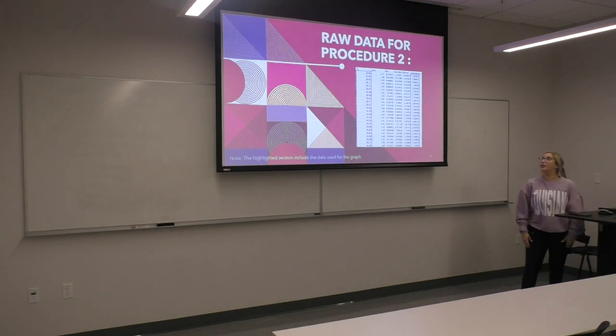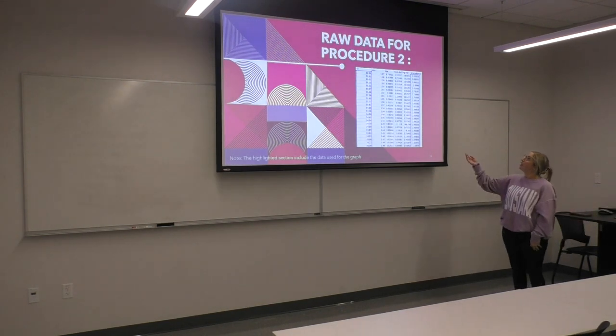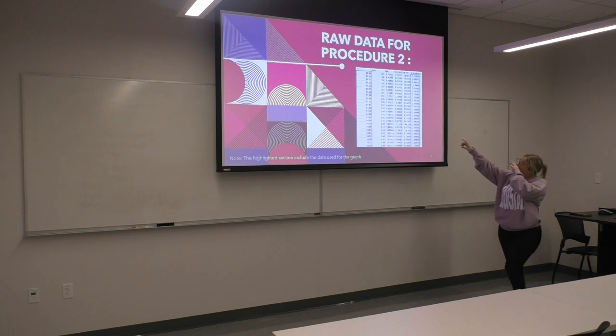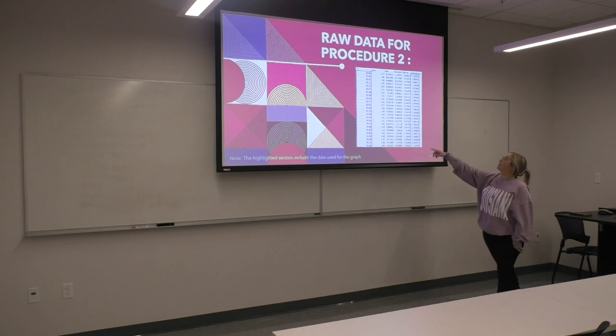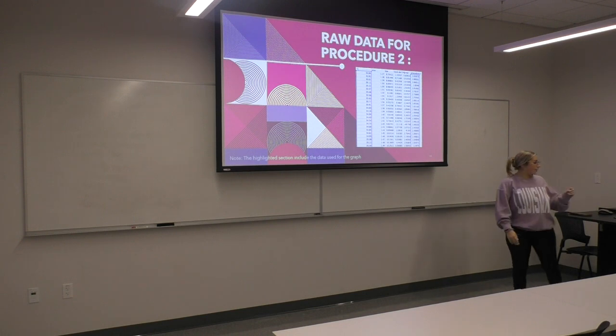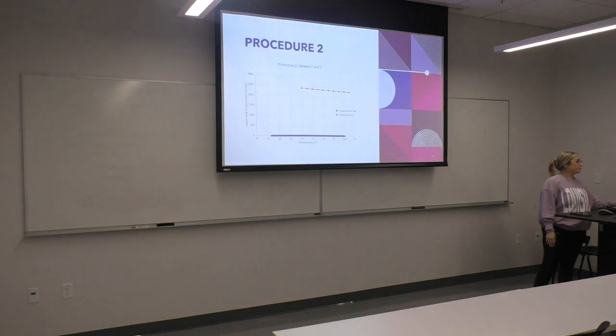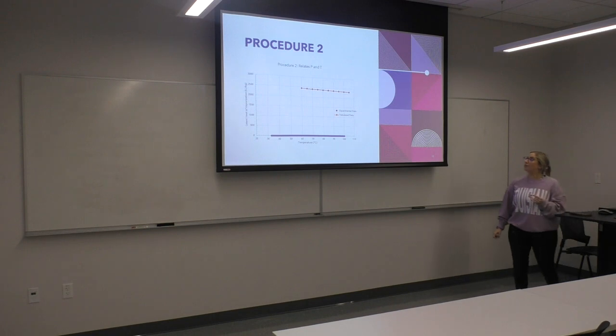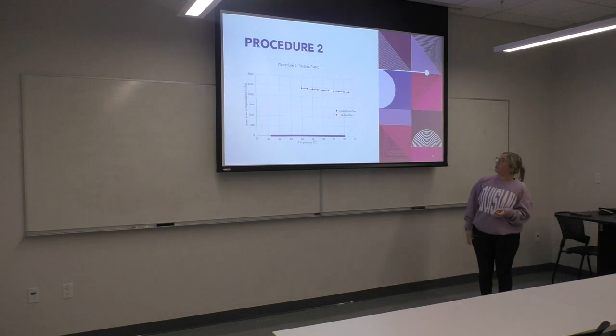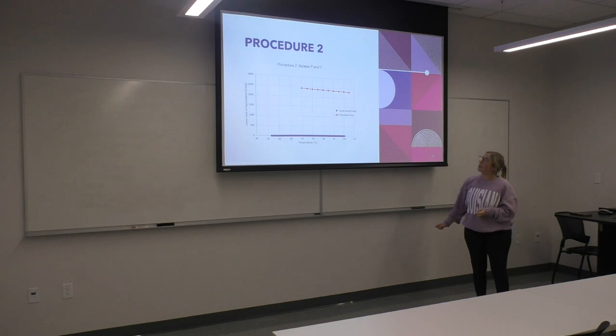And here is the raw data for procedure 2. And on the left you can see we used the degrees Celsius, and then on the right was the calculations for procedure 2 to get that latent heat of vaporization. And this was the graph for procedure 2. Once again, the experimental data is blue, and the tabulated data from the steam tables is pink.